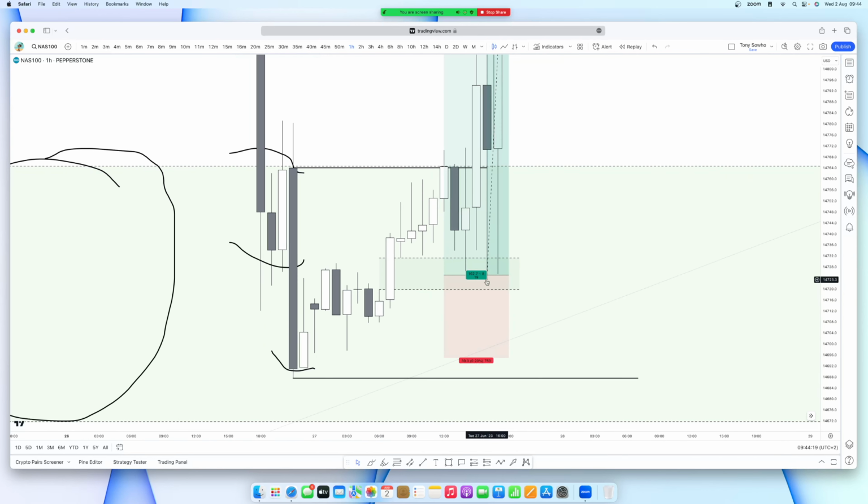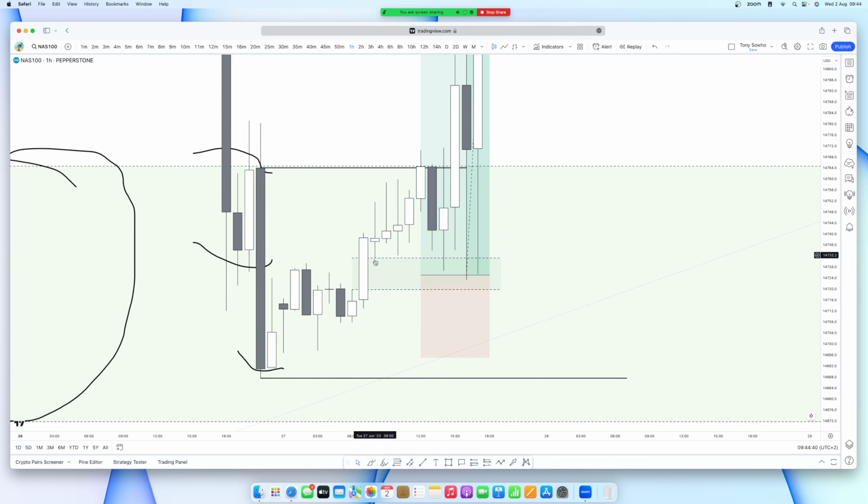Look at the entry. Look at this. Are you seeing 19? This was a 1 to 19 risk to reward. So you just imagine risking $100 on this trade. This has given you $1,900 profit. Is that not insane? Oh my God.